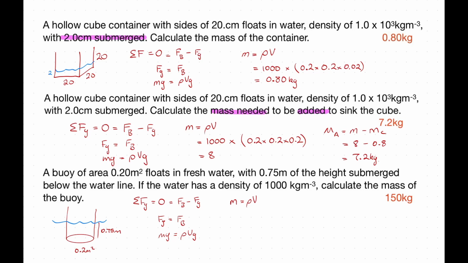I now have an area, so the area at the bottom of my buoy versus the height at which it is submerged. So I get my density, 1,000, times by the 0.2 times by the height, 0.75, which should come out to being 150.